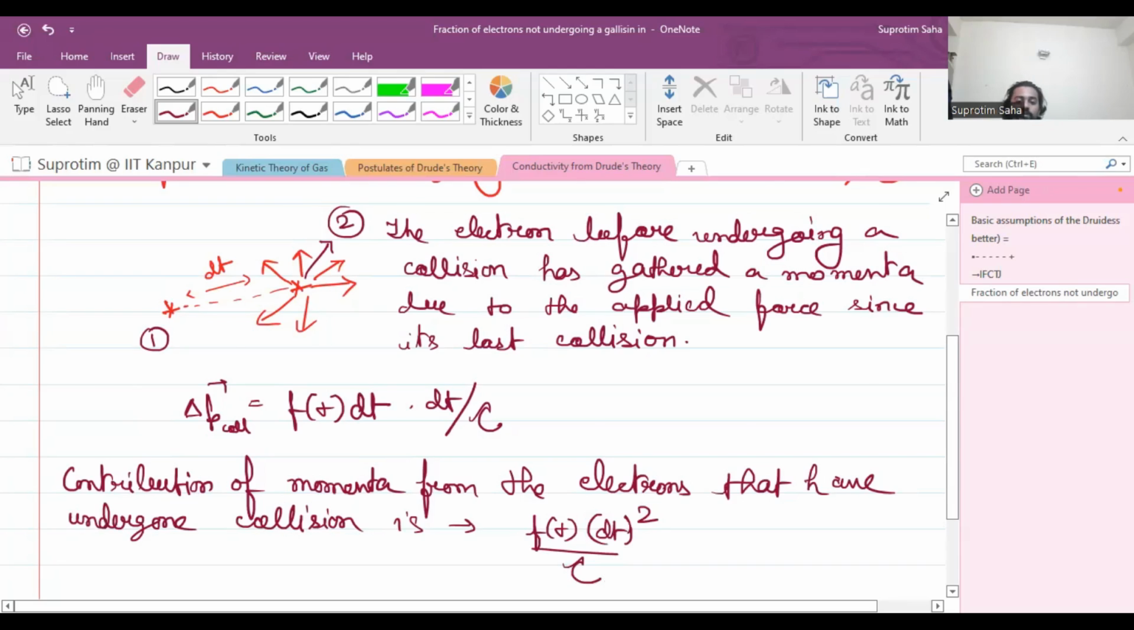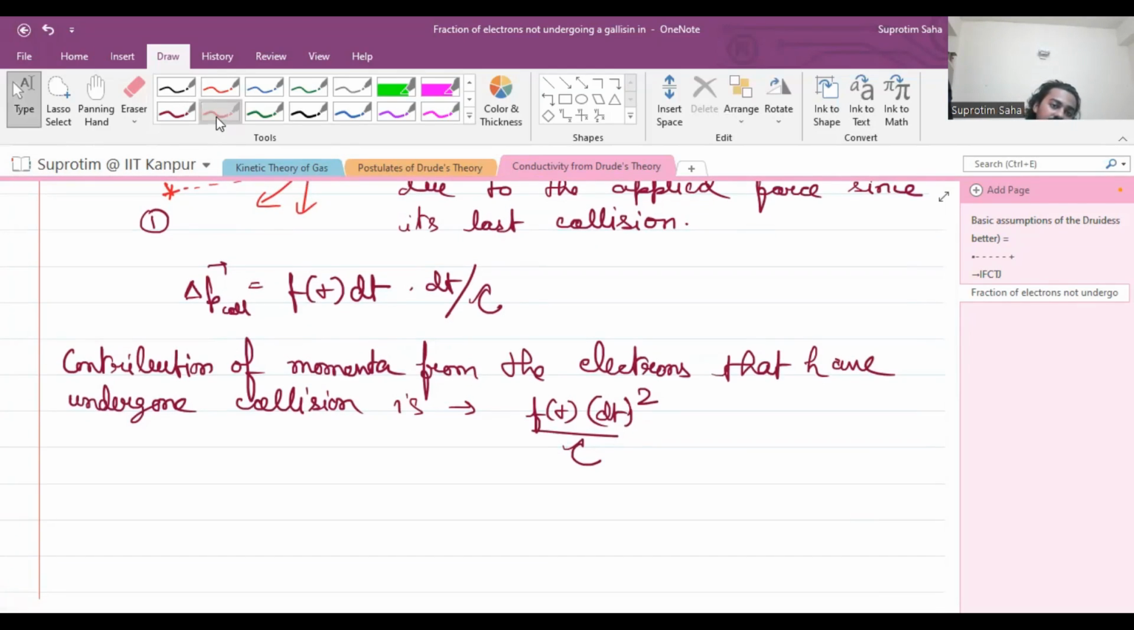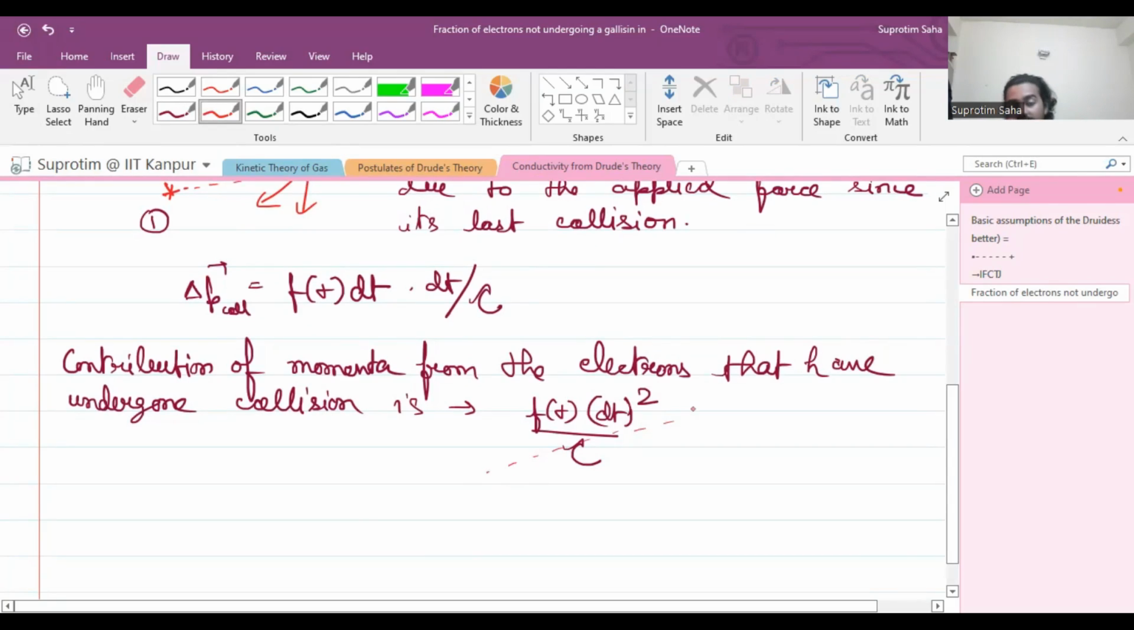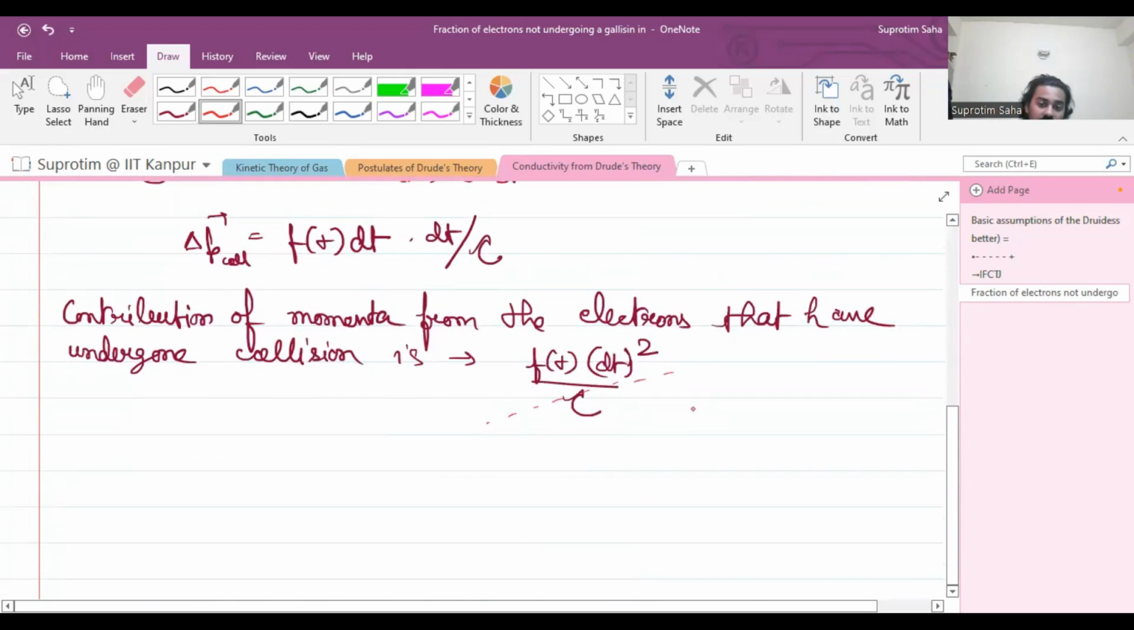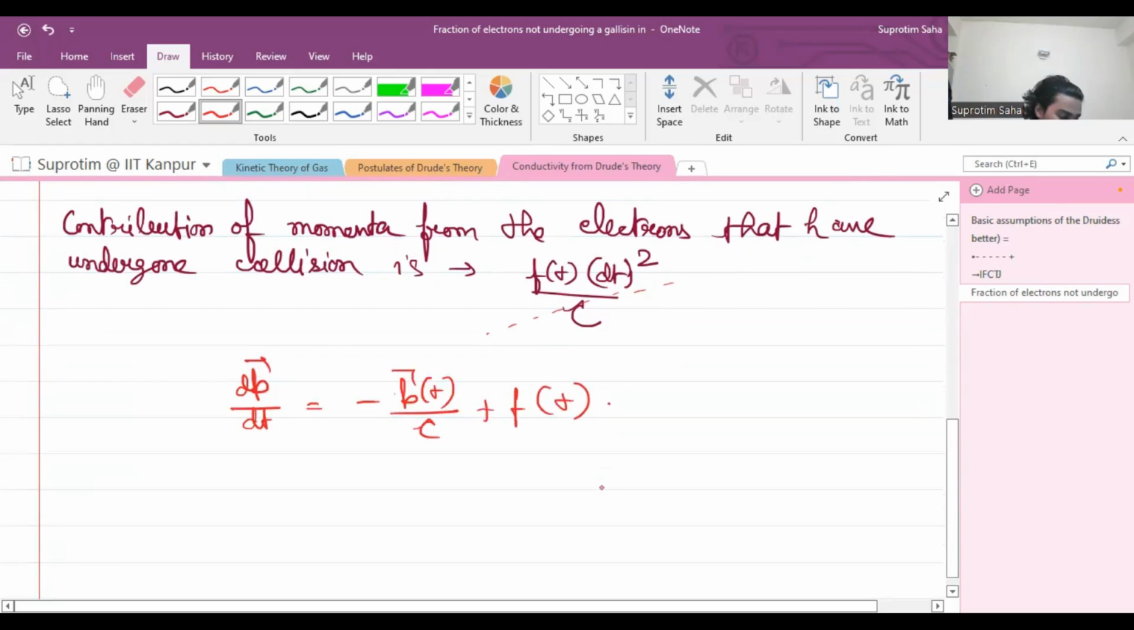Now, so you can easily see that you can safely ignore this term. It is quadratic in dt, which is very small, and squaring it becomes even smaller. So you can safely ignore the contribution from the electrons that have undergone a collision within the time dt. So it does not hamper the equation we got earlier, which is dp/dt equals minus p over tau plus f of t. So this is the Drude's equation.